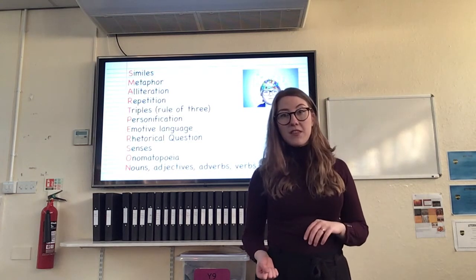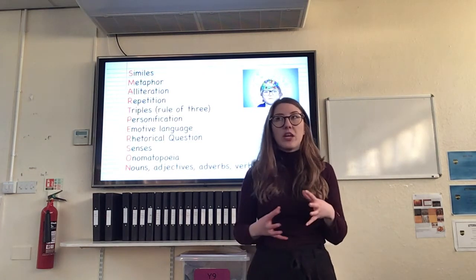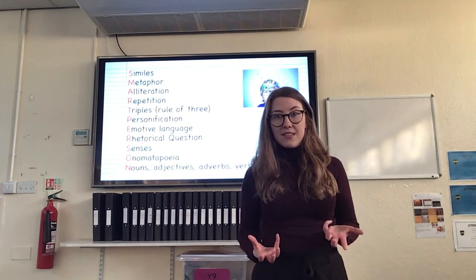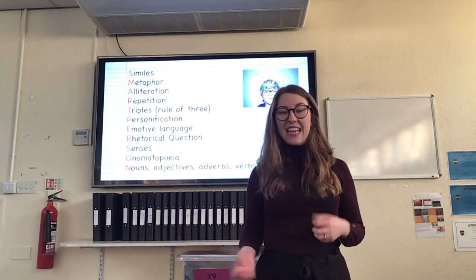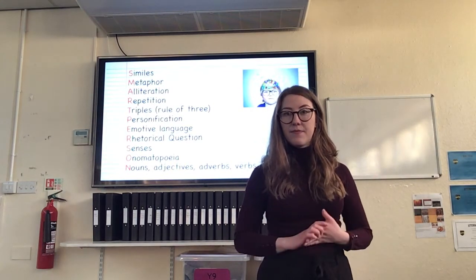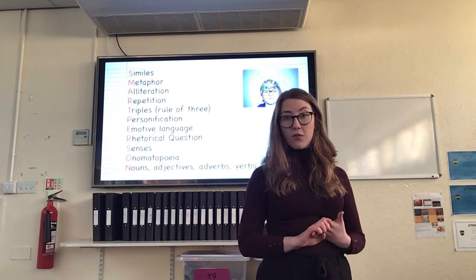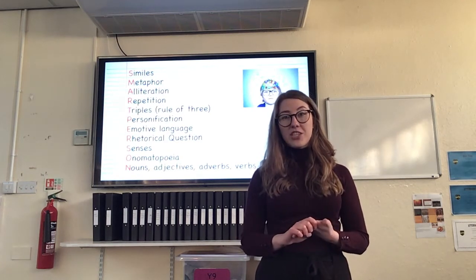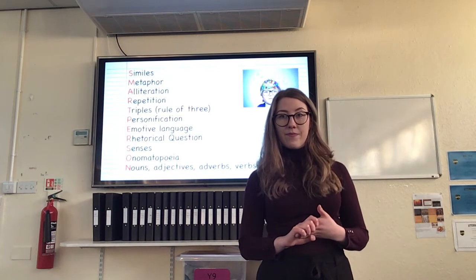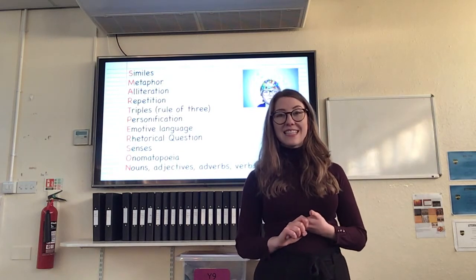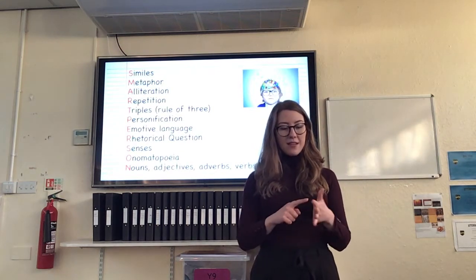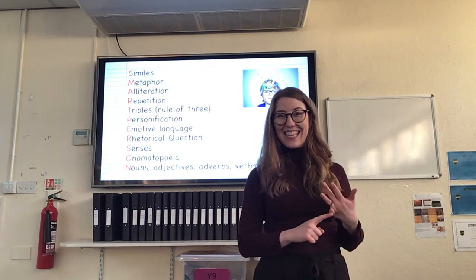E is for emotive language. That's language where you show your feelings. So you say whether you're happy, sad, angry, scared. R is for rhetorical question, where you ask a question that doesn't need an answer. S is for senses. So what can you smell, taste, touch, hear and see?